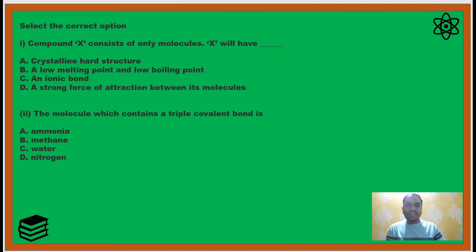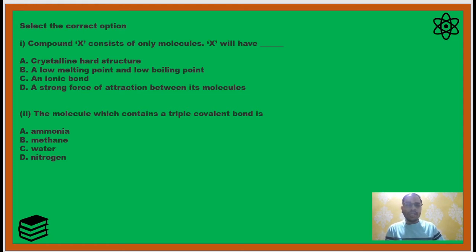So you have a compound X which consists of only molecules. So what will be the property or nature of X? The options given to you are crystalline hard structure, which is not possible because as it has only molecules, it cannot have a crystalline hard structure. Only ions have a crystalline hard structure. An ionic bond is also not possible because it is not an electrovalent compound. A strong force of attraction between it, that is all the characteristic of an electrovalent compound.